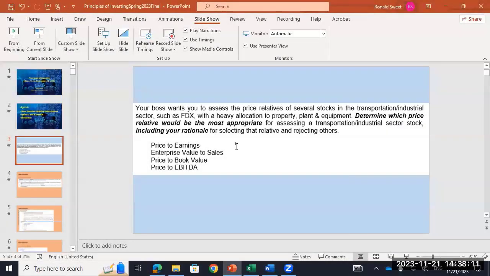Right, so you might start off with one to reject. Which one do you reject? Price to EBITDA. Price is stockholders, and EBITDA is stockholders and bondholders, something along those lines.